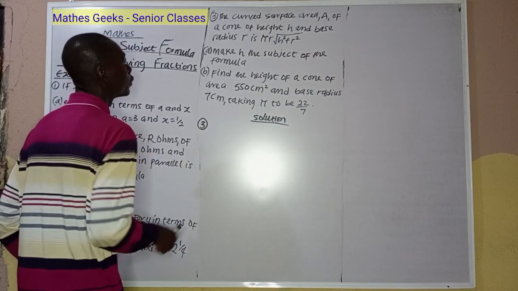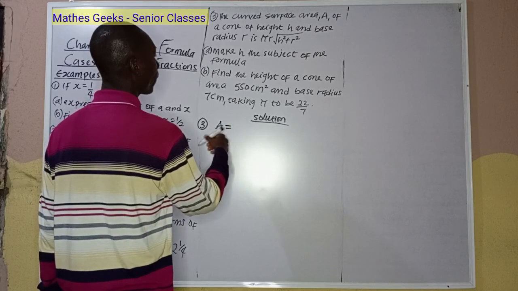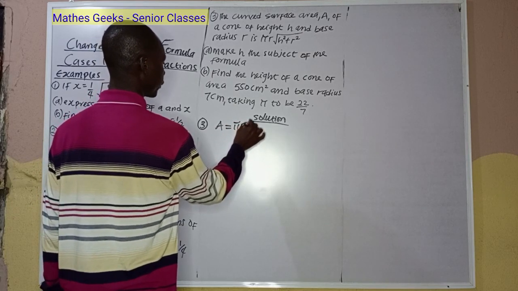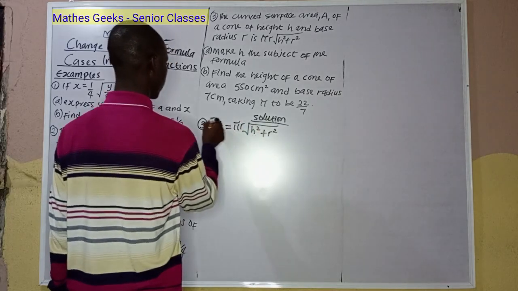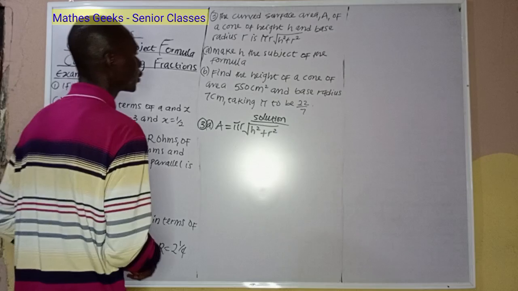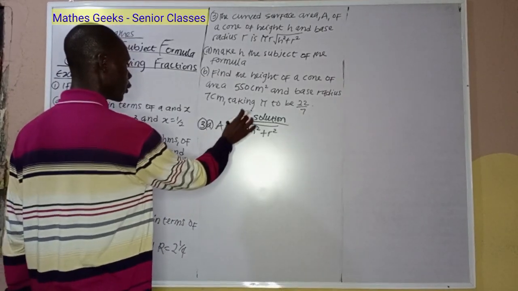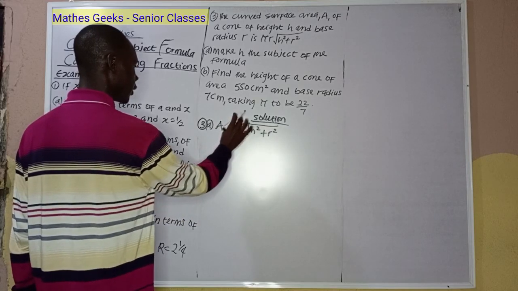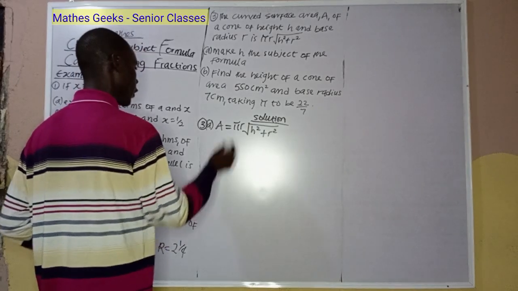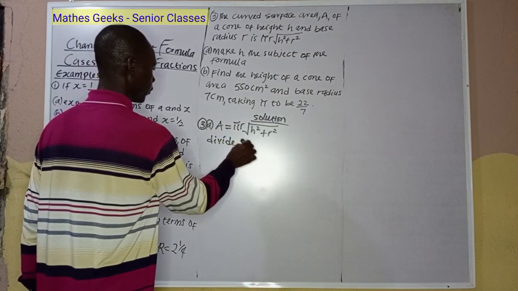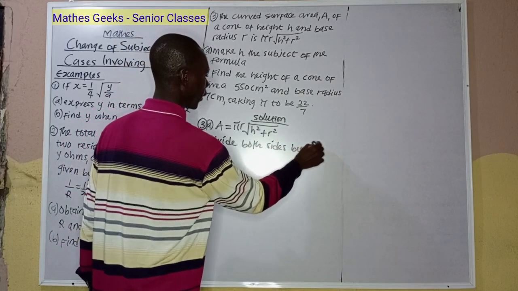Number 3. The curved surface area A of a cone is given by pi r times the square root of h squared plus r squared. Make h the subject of the formula, meaning that we want h to stand alone. So first thing we're going to do is to eliminate this obstacle. Since this is multiplication, this part is joined to the square root part by multiplication. The opposite of multiplication is division. So we're going to divide both sides by pi r.